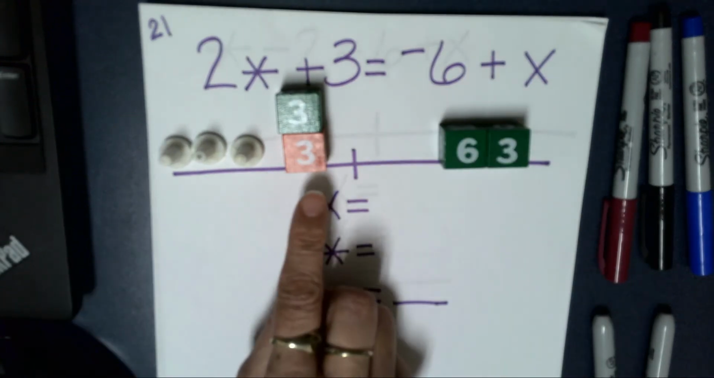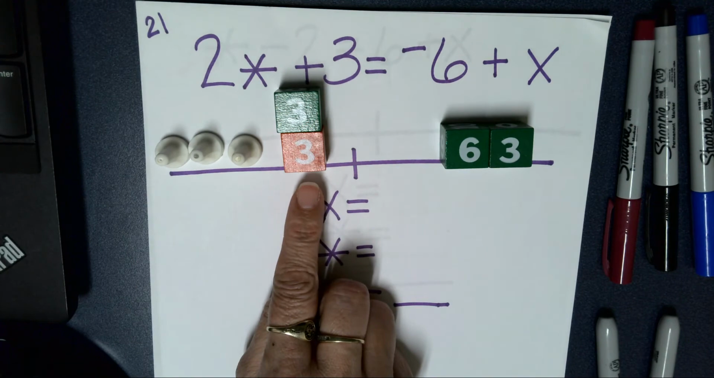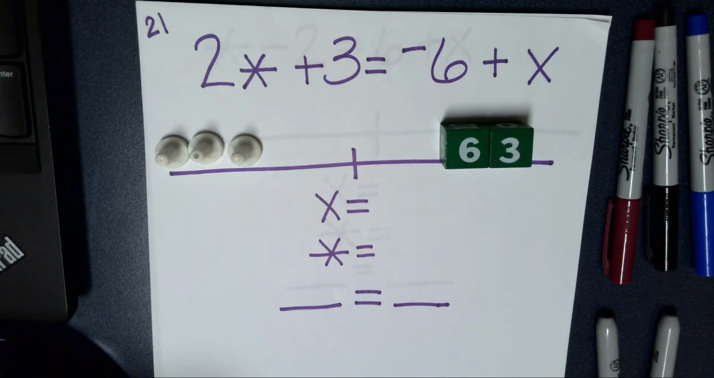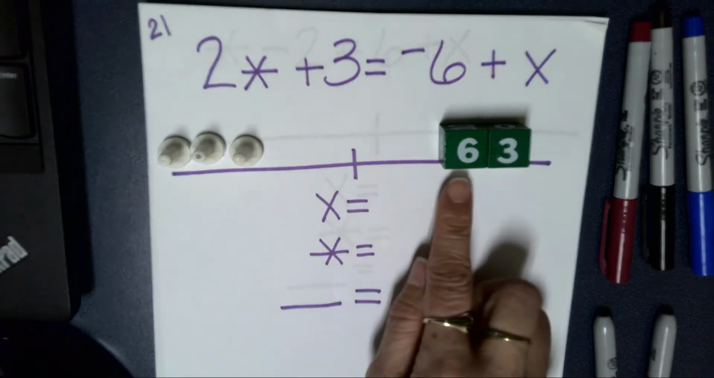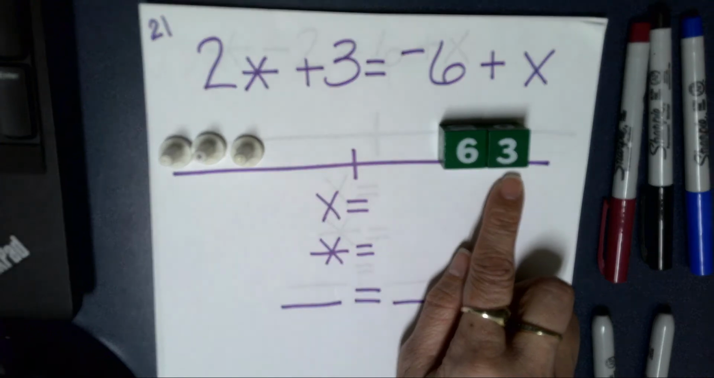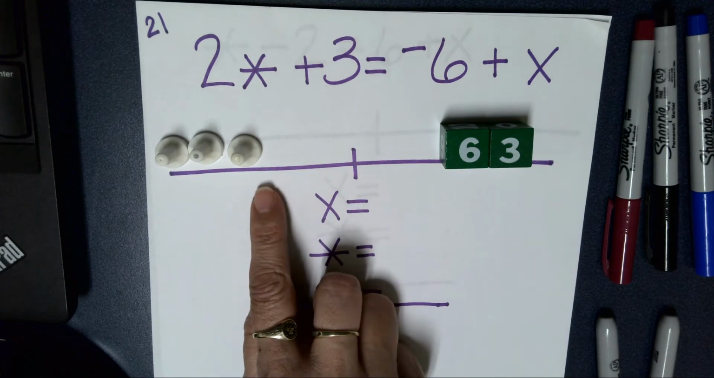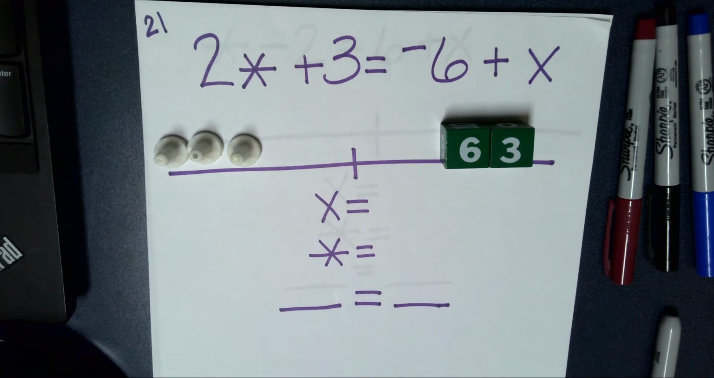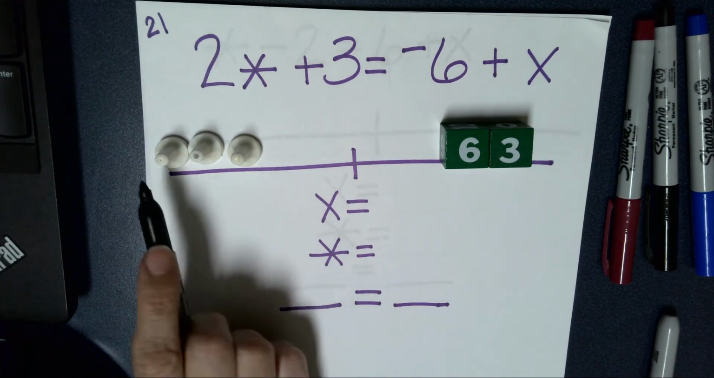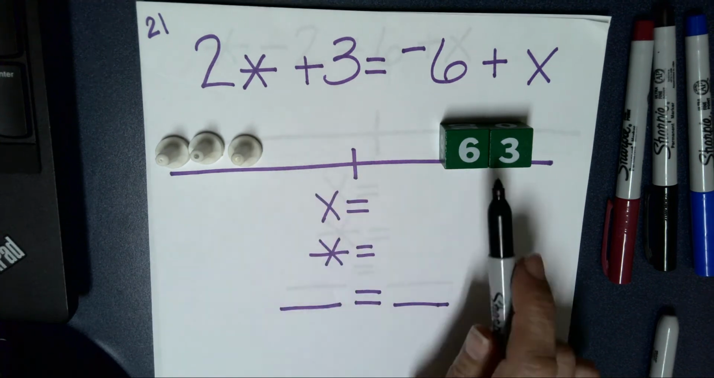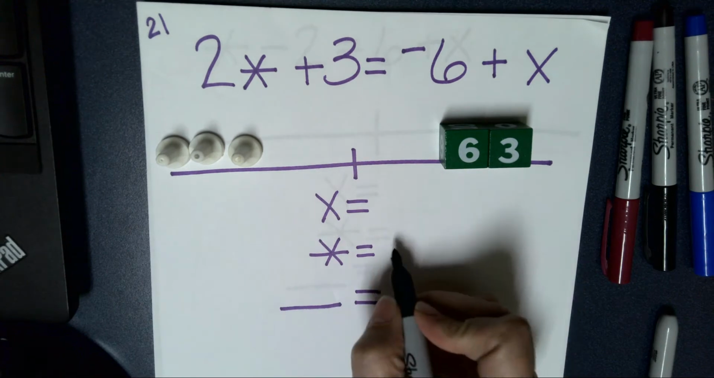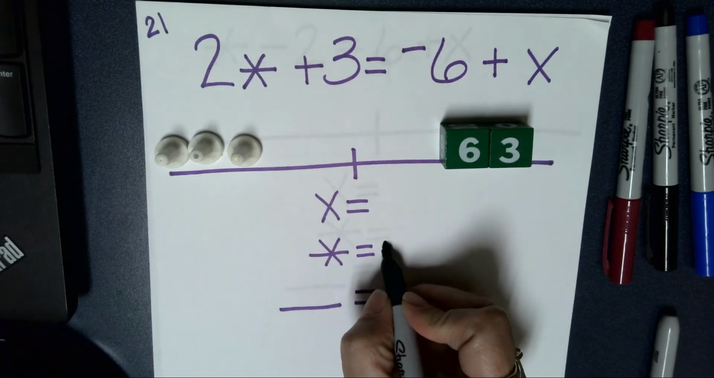So now what do we have here? We have a positive 3 and the opposite of 3. So that is a 0 pair, and I can remove it. So now I have 3 stars is equal to the opposite of 9. If 3 stars is equal to the opposite of 9, what is 1 star equal to? And I know that if there's 3 stars and they equal -9, then each one of those stars is going to have to equal -3.